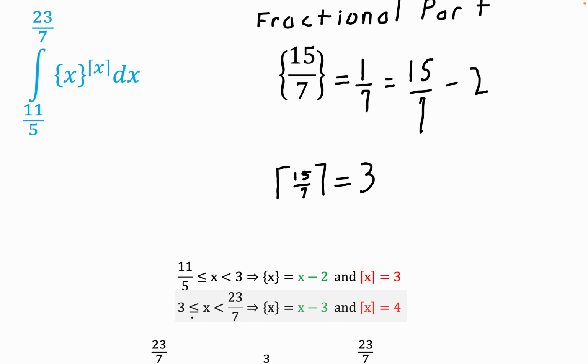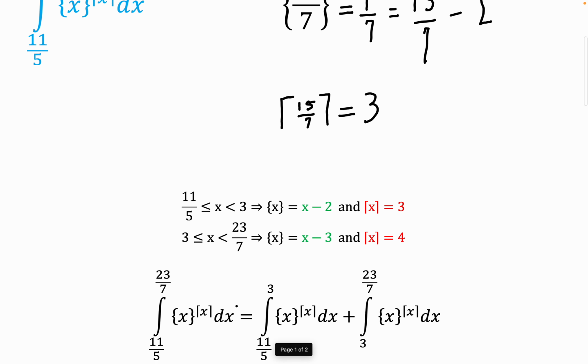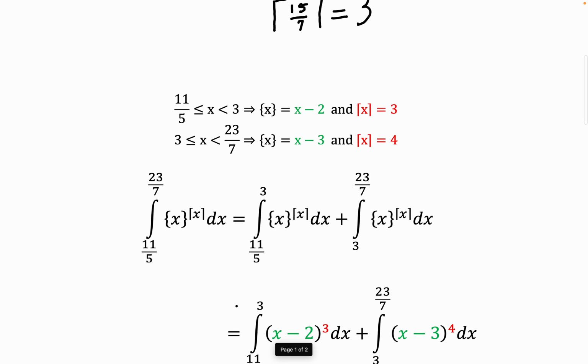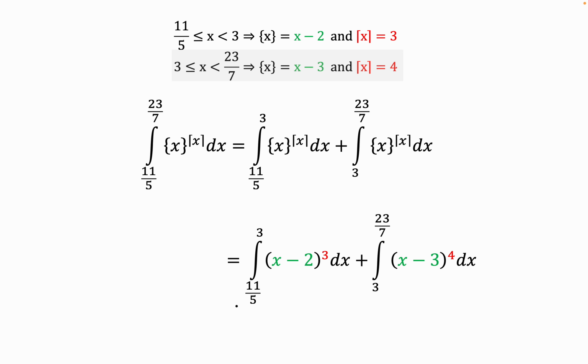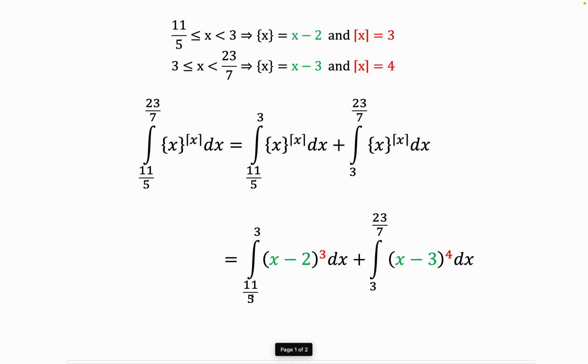And a similar thing happens in this interval right here from 3 to 23 over 7, okay? So that suggests that we break up the integral in this fashion. All right, let me just scroll on down here. See, it's really fairly easy, as far as the calculus side of it. Based on this color-coded information right here, you can split the integral into 2 pieces. You have this lower limit of integration, 11 over 5, upper limit of integration, 3, and that's just based on these inequalities up here. Okay, based on these inequalities and the values that those symbols take on in those intervals.